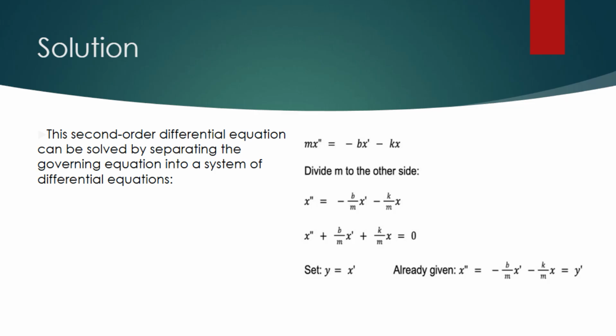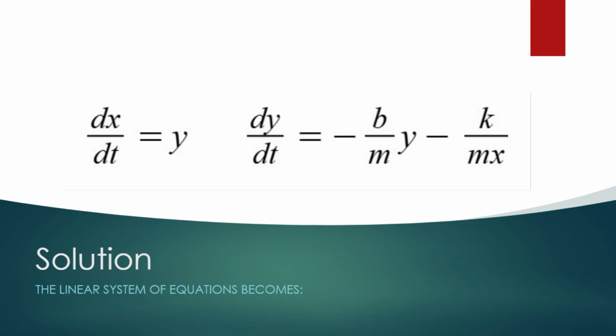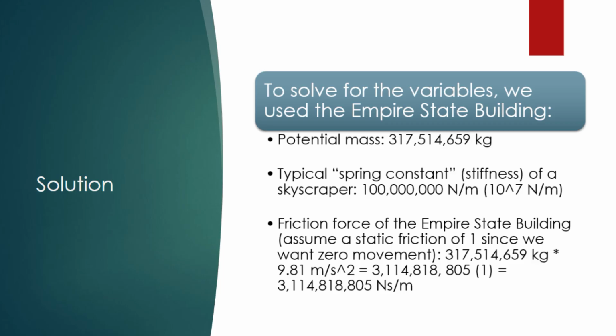And then we will also set y equal to x prime, so then that gives us x double prime is equal to negative b over m x prime minus k over m x, which is also equal to y prime. So then we get dx over dt, which is equal to y. And then bringing that over there, we get dy over dt, which is equal to negative b over m y minus k over m x.